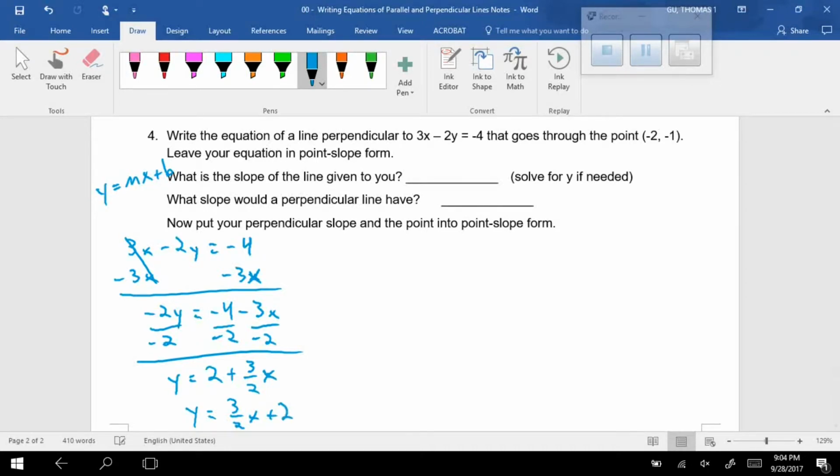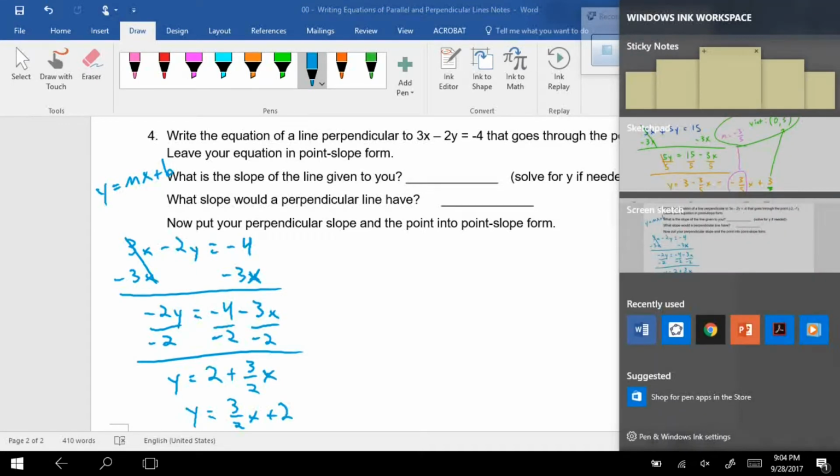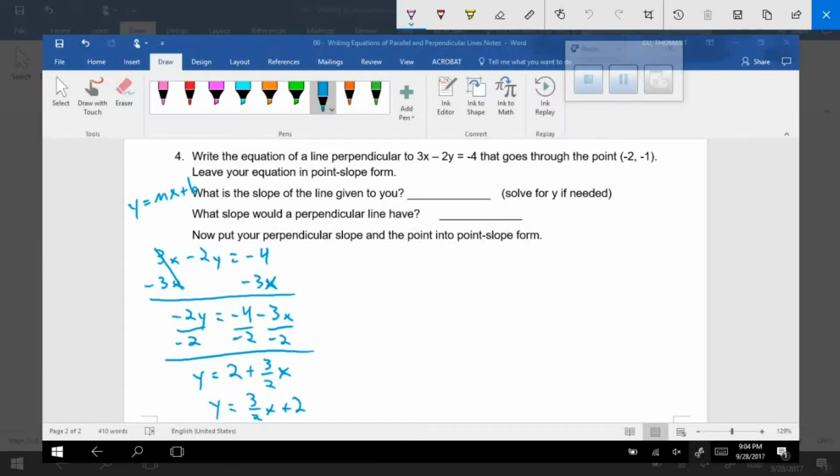So now let's look at this. I'm going to use the screen sketch. Okay, so let's look at this. What is our original slope? What is the slope of the line that's given to us? Look right in front of the x. It's 3 over 2. 3 over 2.